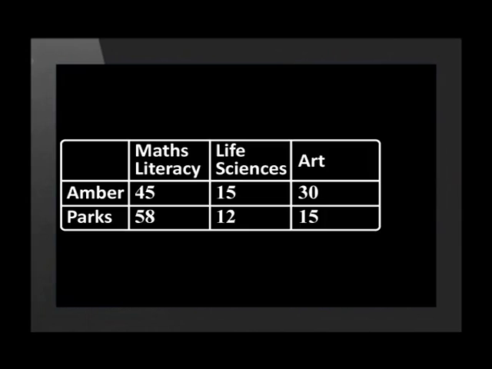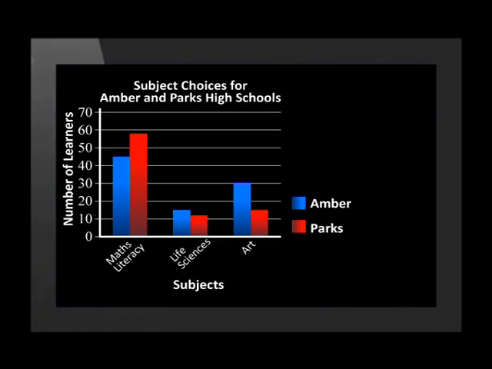Let us consider the summary of grade subject choices for 2 schools, Amber High School and Parks High School. There are 2 sets of data in the table, the subject choices of Amber High School and Parks High School. To represent all of this on a bar graph, we will need to use a compound bar graph. This compound bar graph compares the number of learners who choose certain subjects in the different schools. It's quite easy to see that more learners in Parks High School chose maths literacy.